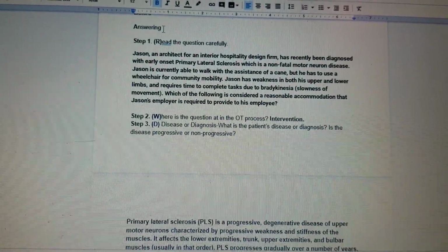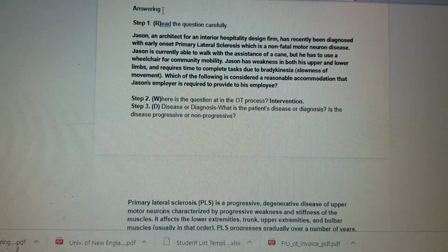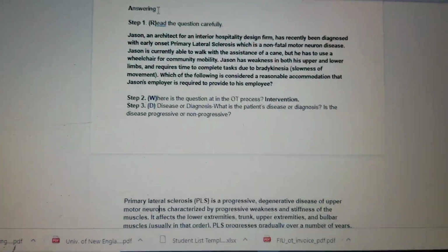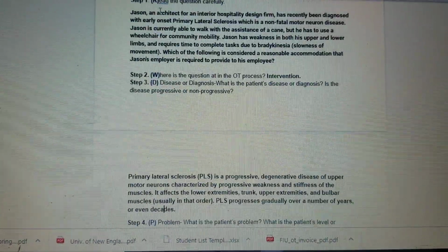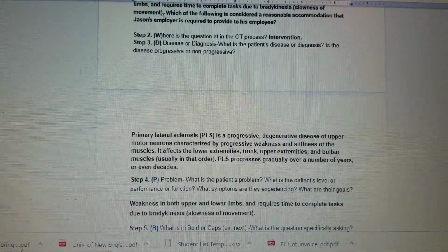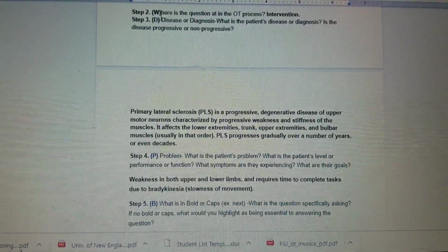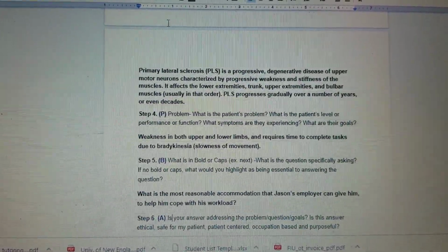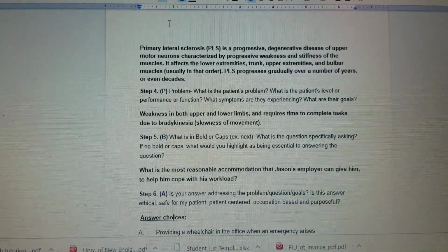Well, we know that primary lateral sclerosis is a progressive degenerative disease of upper motor neurons characterized by progressive weakness and stiffness of the muscles. It affects the lower extremities, trunk, upper extremities, and bulbar muscles, usually in that order. PLS progresses gradually over a number of years or even decades.